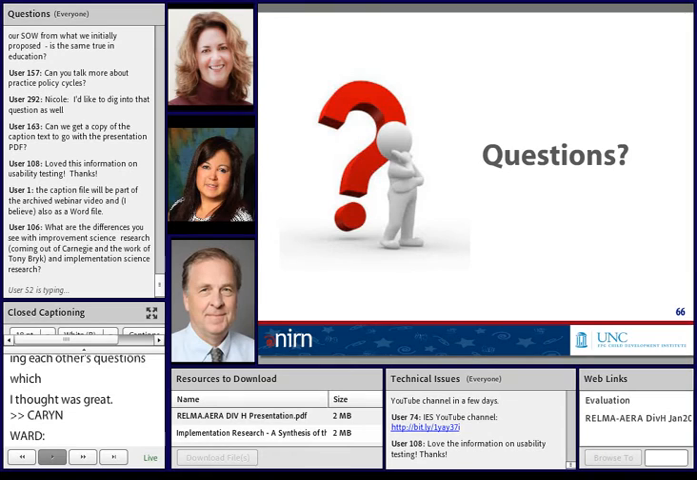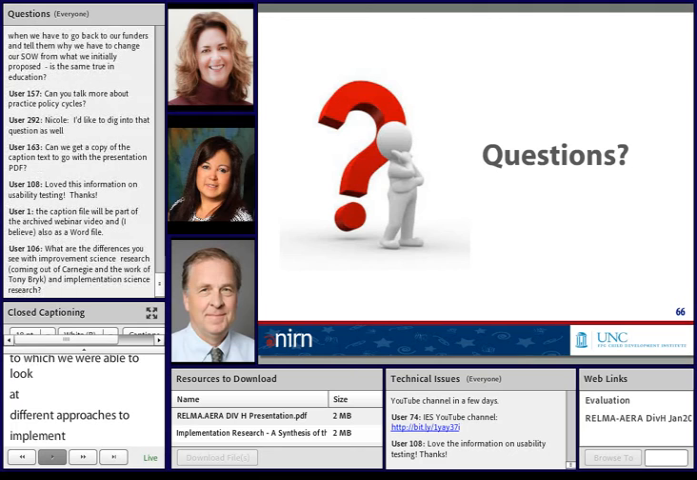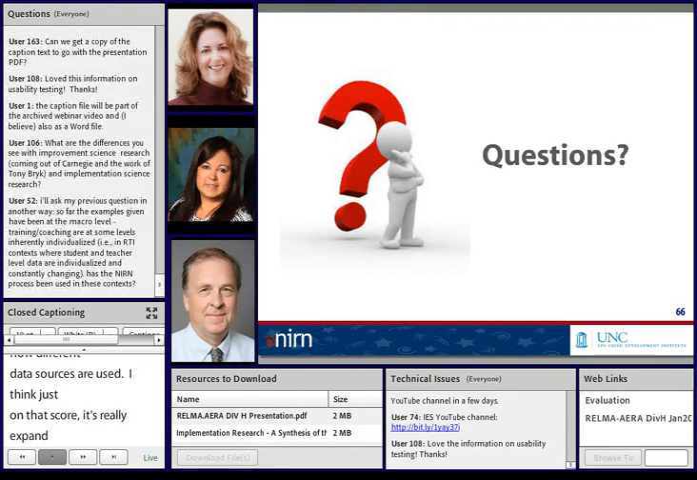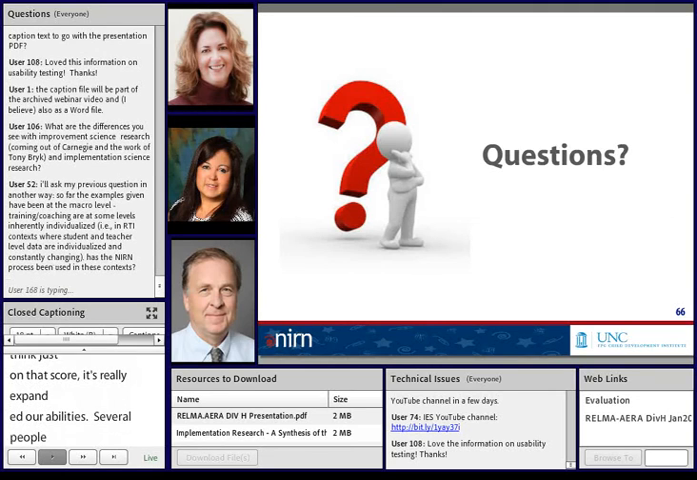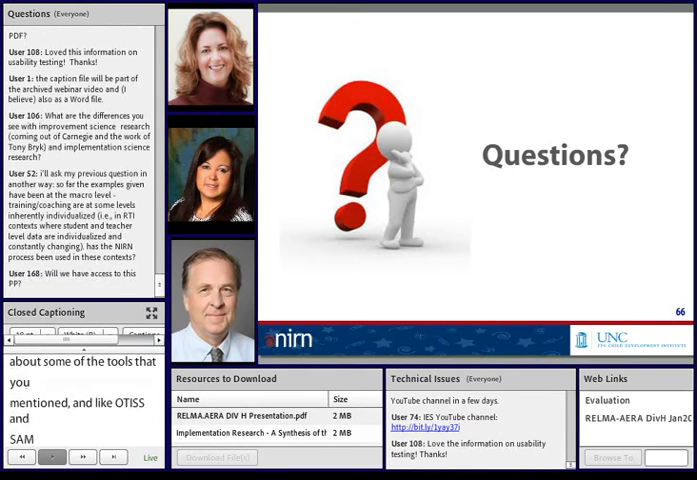I'm very impressed by the extent to which we were able to look at different approaches to implementation science and how different data sources are used. And I think just on that score, it's really expanded our abilities. Several people asked about the sources of information about some of the tools that you mentioned, like Otis and SAM, and are all of these tools referenced in your websites?